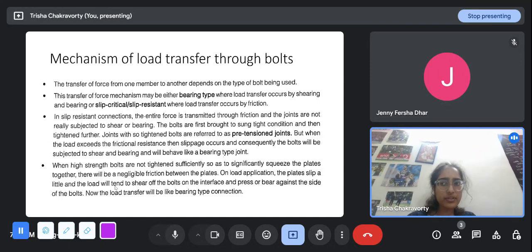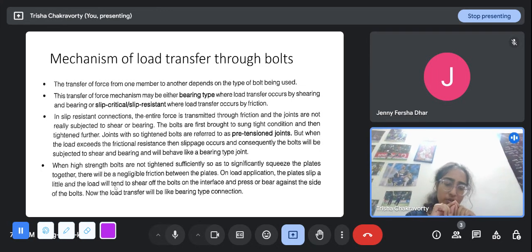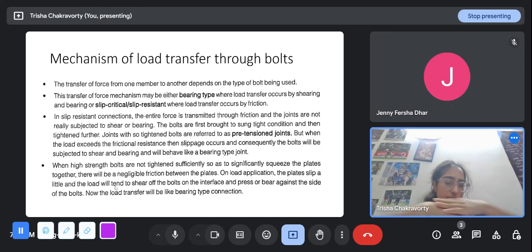And another aspect of it is that the bolt hole in the two plates, the bolt will press against one side, because when the plates try to separate, the bolt will get pressed to one side, right? So the side of the bolt shank will press against the bolt hole, and that is where the bearing comes in. Bearing is a direct load transfer. Like, this is a shearing action, and this is a bearing action.